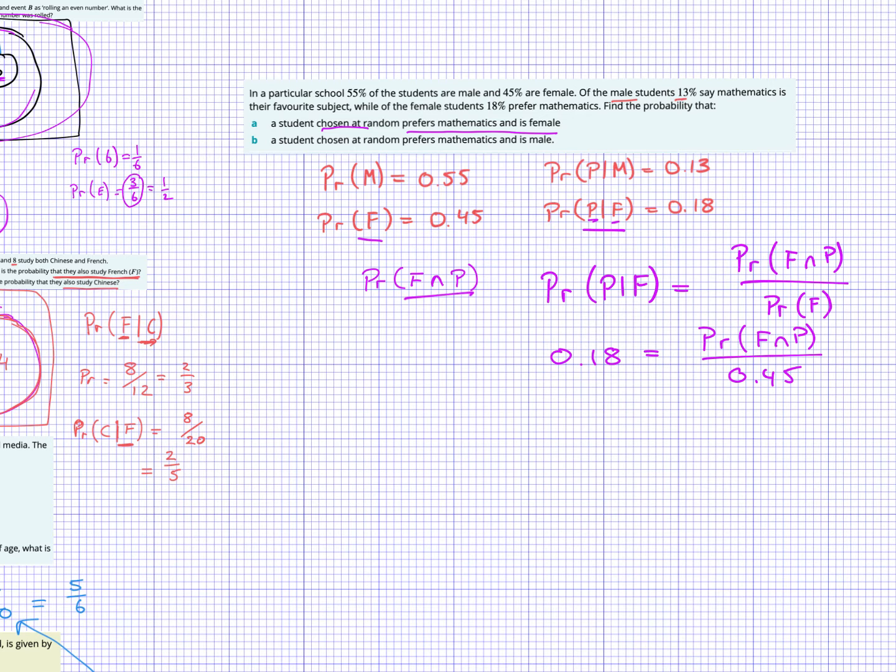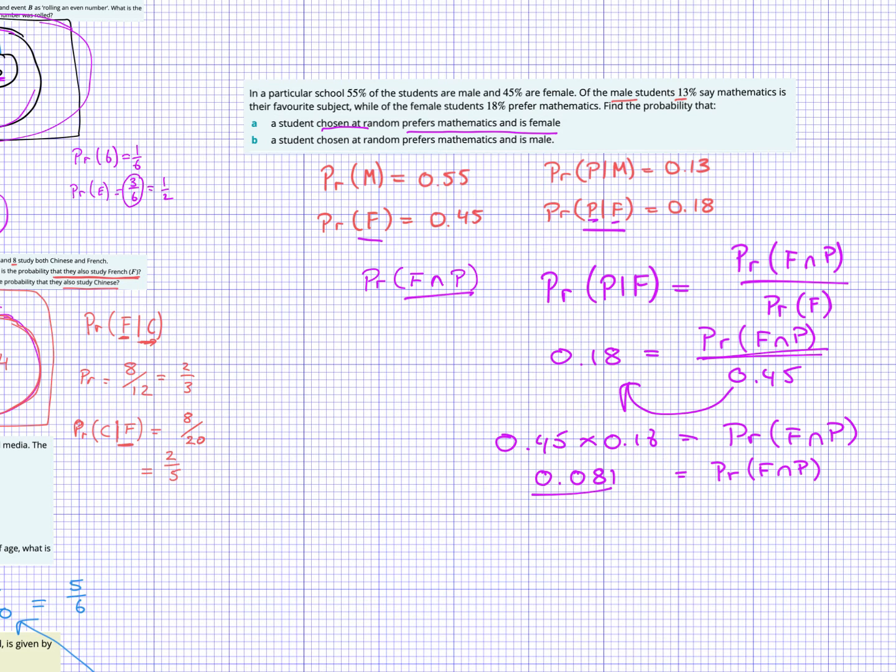Now, how do I find this numerator? Well, I multiply the denominator to the other side. So 0.45 multiplied by 0.18 equals the intersection, F intersection P. And you will find that this number is 0.081. So I have a 0.081 chance of finding a female who prefers maths if I just chose a random student from the entire school, which is a very small chance.